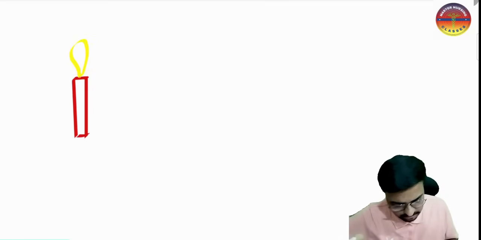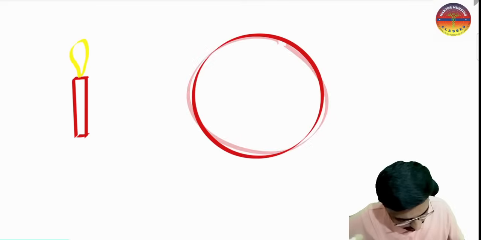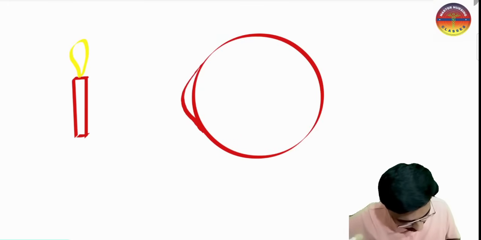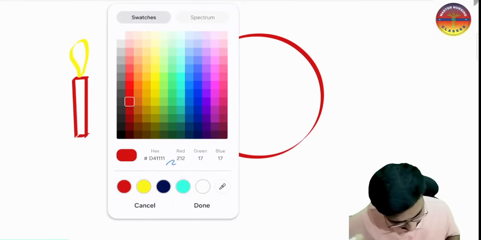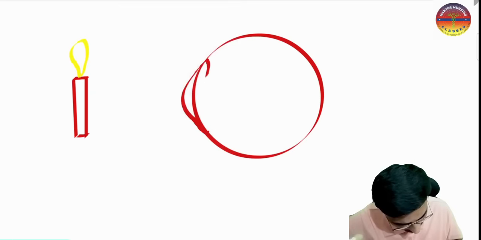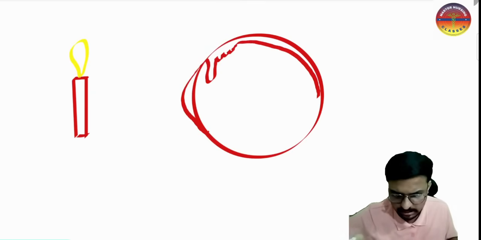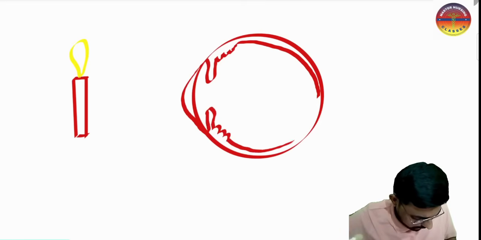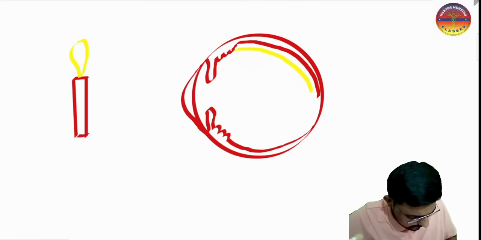Okay, yes sir. So here we have the eye. This is the eye. This is the cornea of the eye and this complete outer portion is the sclera of the eye. And here we have the iris. This is the choroid layer and this is the ciliary body and this is the choroid layer. Similarly we have the iris, the ciliary body and the choroid layer. And the innermost layer is the retina.